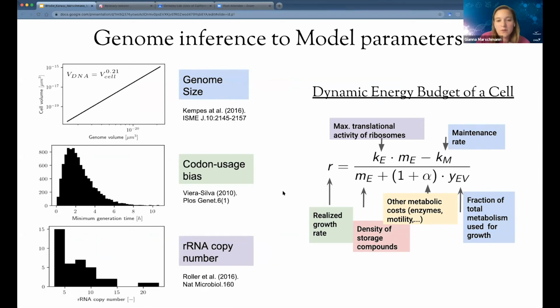So also the maximum specific growth rate sets an upper bound of the growth rate that can be realized for an organism in the dynamic energy budget model. And we infer the maximum specific growth rate from codon usage bias as a genomic trait proxy. Also, the realized growth rate then depends on the ability of the organism to synthesize structural biomass from storage compounds or the reserves inside the cell, which is itself a function of the maximum translational activity of ribosomes, which depends on RNA copy numbers in the genome.